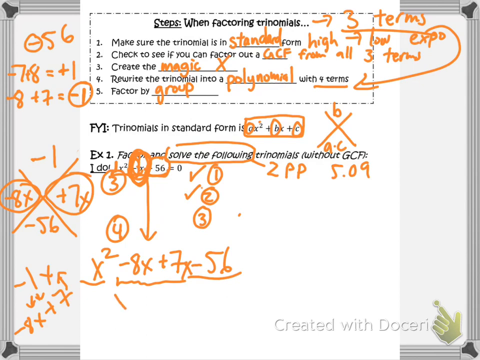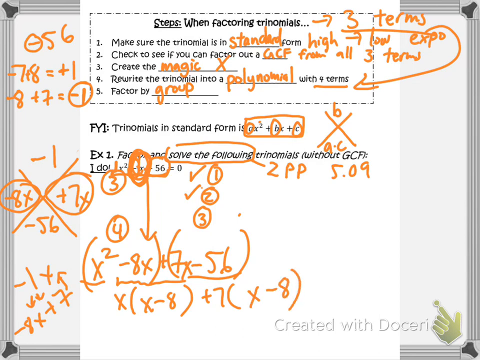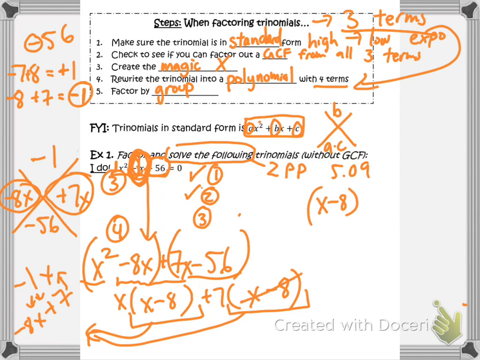Factoring by grouping, I take the x out of the first 2 terms, and I have x minus 8. Out of the second 2 terms, I can factor out a 7, plus 7, and I'm left with x minus 8. Now factor out the common binomial, undistribute these, take them out, and I have x minus 8 and x plus 7 equals 0.